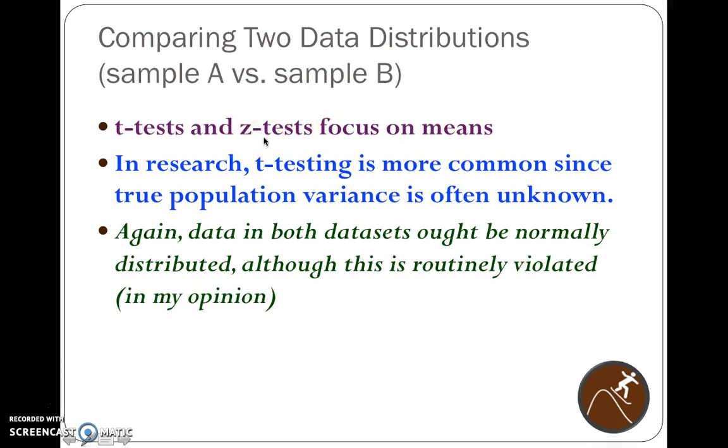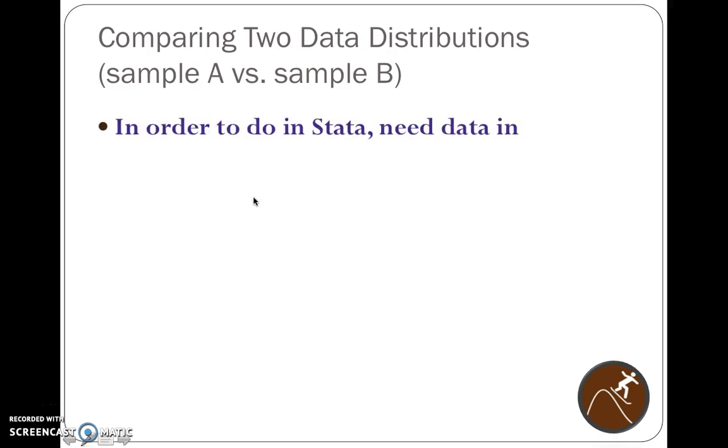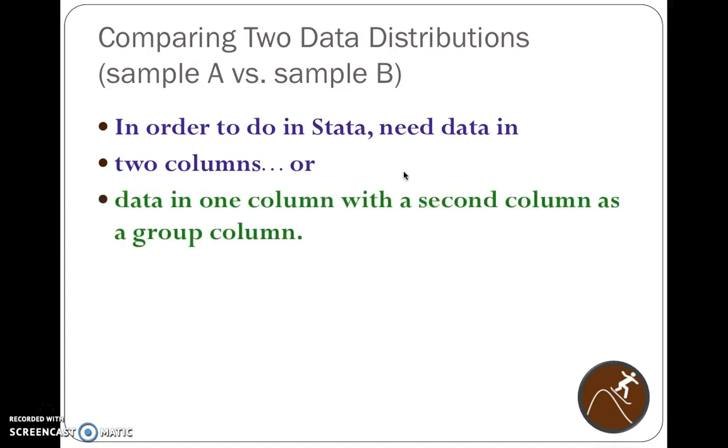The z-test should never be used when you have less than 30 samples. And again, though, in reality, I see the t-test often used even for larger samples, mainly because the true population variance is often unknown. In order to do this in Stata, to compare population A versus population B, or to compare the average of sample A versus sample B, the data need to be organized in at least two columns, and then you can tweak how you organize those columns here in a minute.